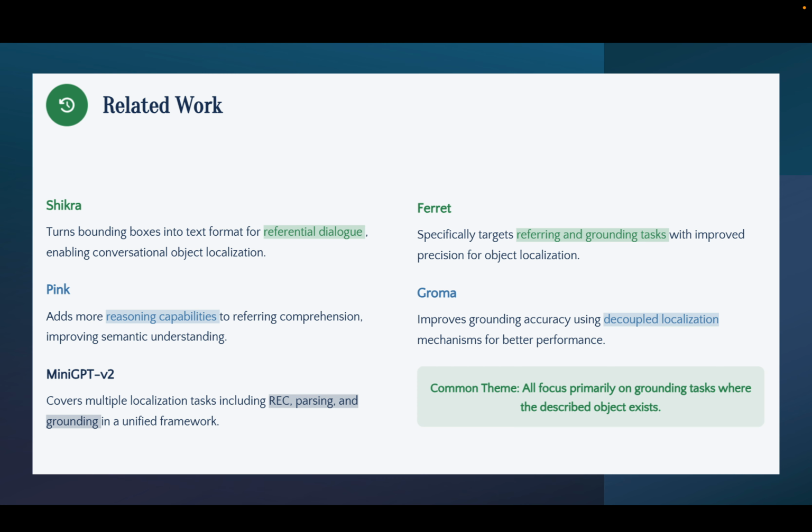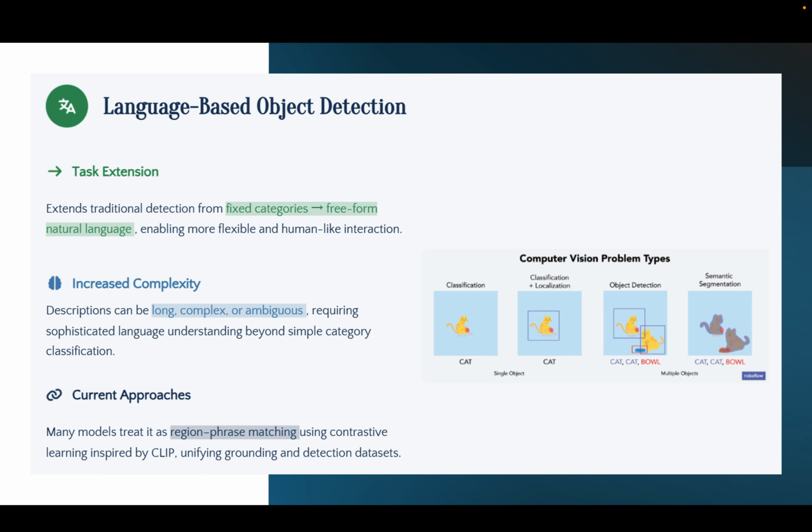The theme across all of these models is pretty clear. They all concentrate on grounding objects that are already present. They're not built to handle multiple objects, free-form descriptions, or cases where the object doesn't exist at all in the picture. Basically, that gap is exactly what this current model will cover.